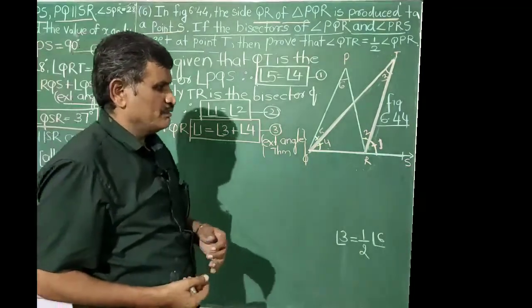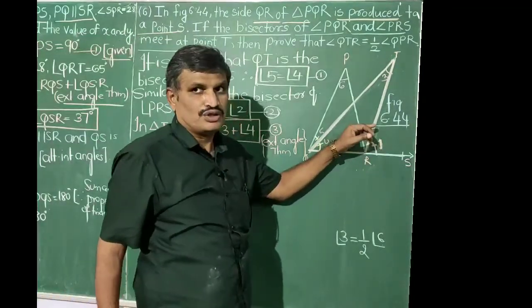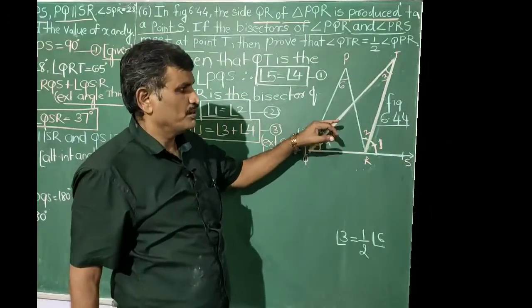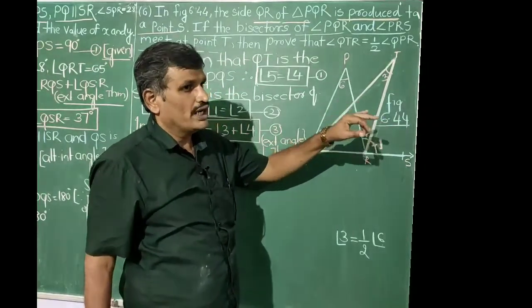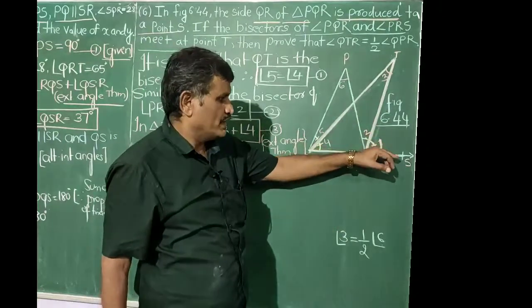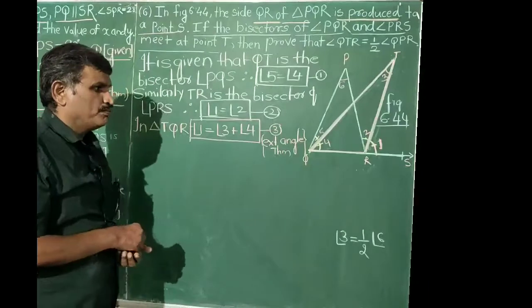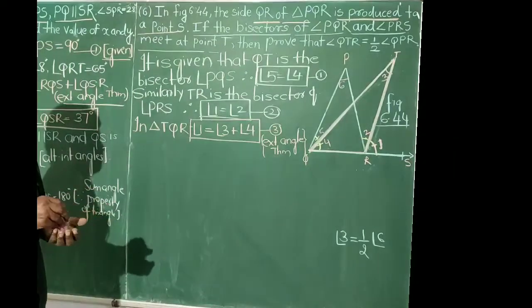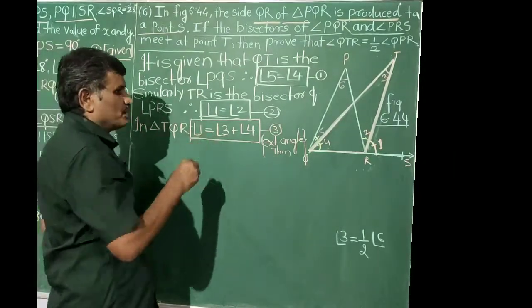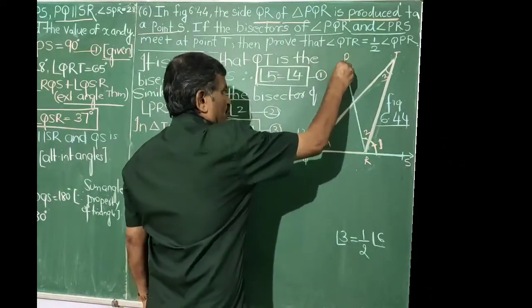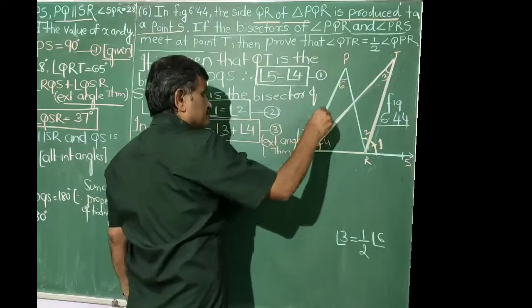What did I do in my first step? I have written 1 equal to 2. What did I do in my second step? 5 equal to 4, because they are bisectors. What did I do in my third step? Angle 1 equal to angle 3 plus angle 4. So I hope you might have understood this up to step 3. Now let me go to the fourth step. Now pay your attention here.